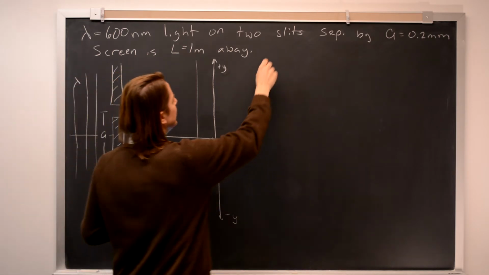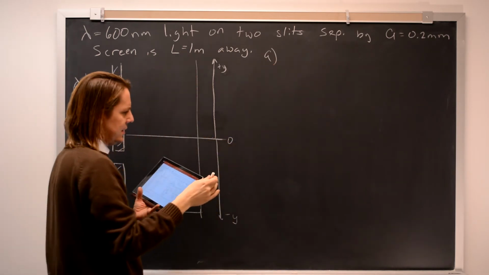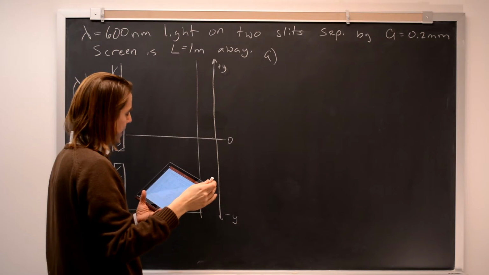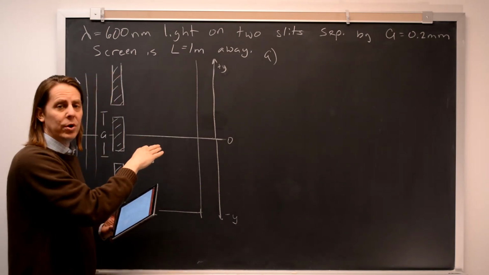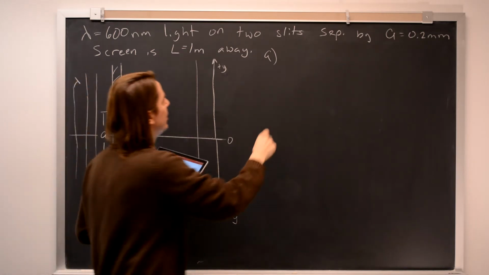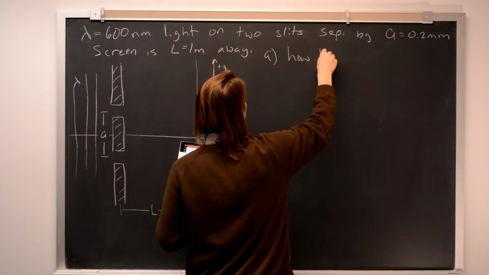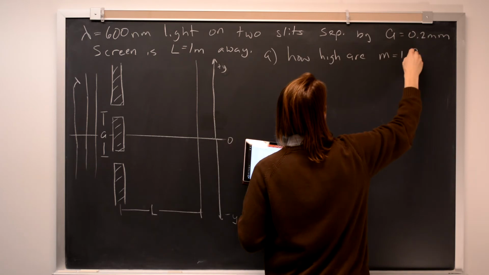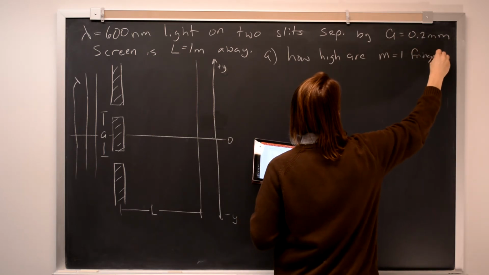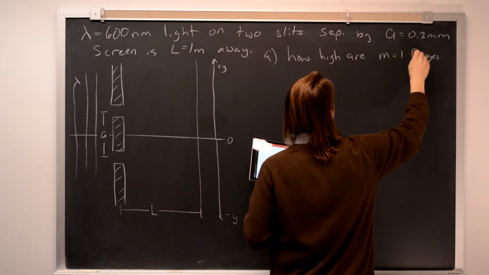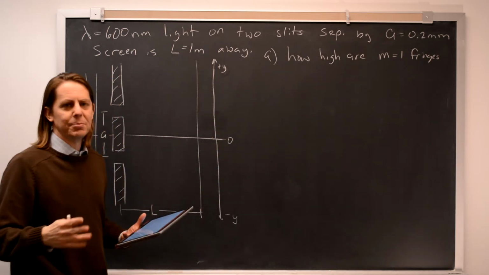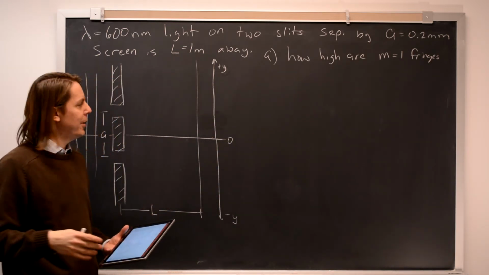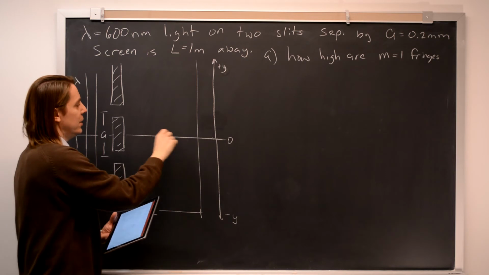So question A is how far are the m equals 1 fringes from the center? So how high are the m equals 1 fringes? Let's see, what does that question mean? Fringes means the maxima in the interference pattern. So there's always one at the center, right?